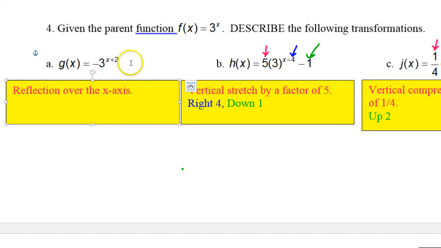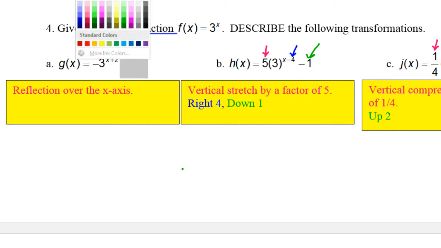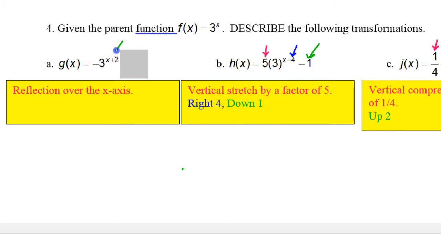In addition to that, we have one other thing, and that is this plus 2 on the end. Alright, these left-right motions, similar to the x minus 4 that's right here. The x minus 4, remember, sent us to the right 4, so you can bet that x plus 2 is going to send us to the left 2. And that's it. Those are the only two transformations.